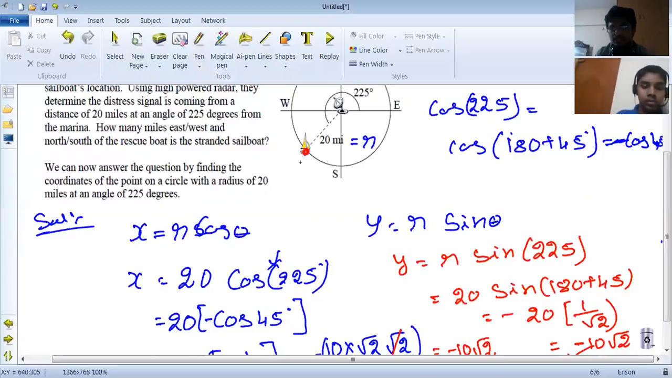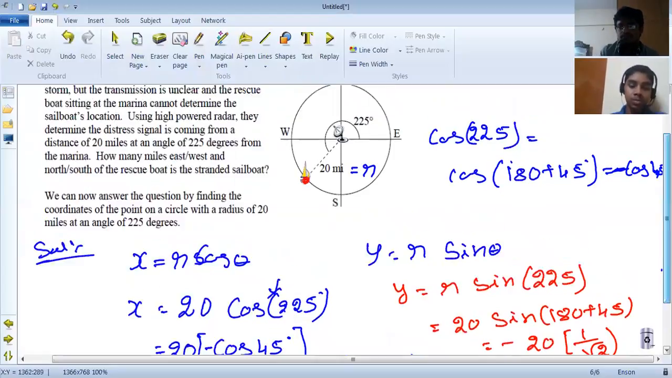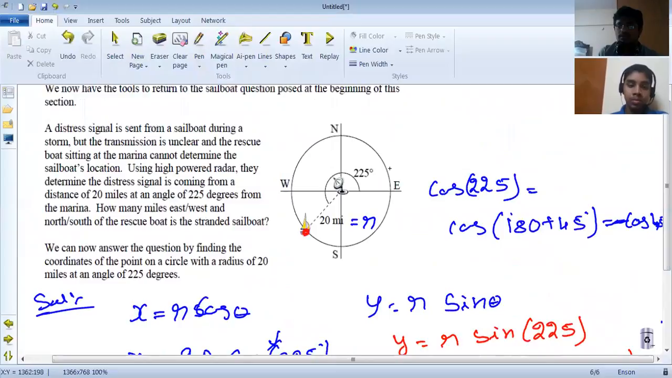What is the reason why x is equal to y here? See, while solving 45 degrees, if you remember, if it is 45 degrees, then we took the point as x is equal to y. The point will become x comma x, correct?